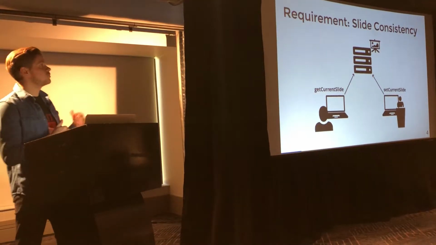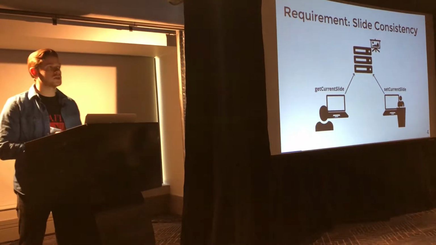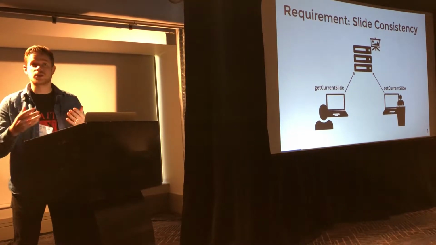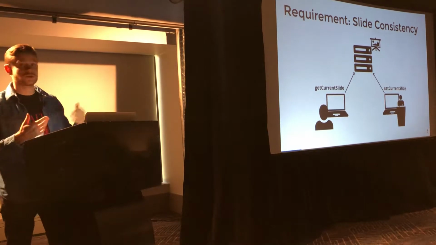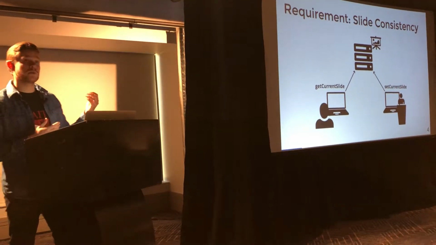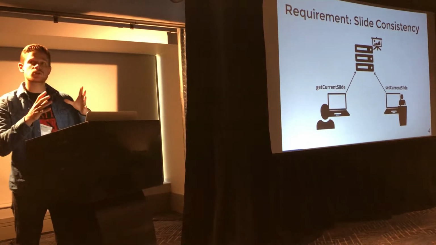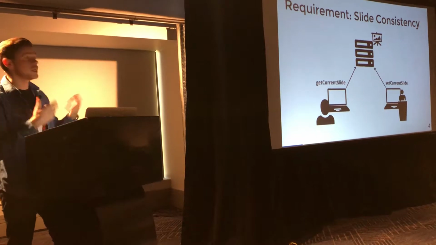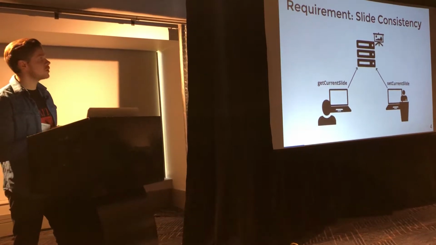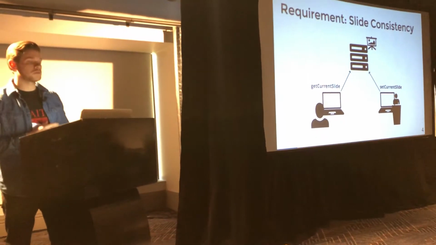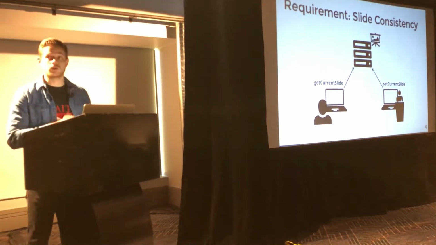So a requirement for the slides part of the functionality is that all connected members of the audience should have a consistent view on which slide is the current one. You don't want half of the audience to think you're on slide 4, while you're actually on slide 10. So a way to implement this would be to maintain the state of the slideshow centralized on the server. As a member of the audience, you get the current slide by sending a request to the server, and as a presenter, you change the slide by invoking a set current request on the server as well.